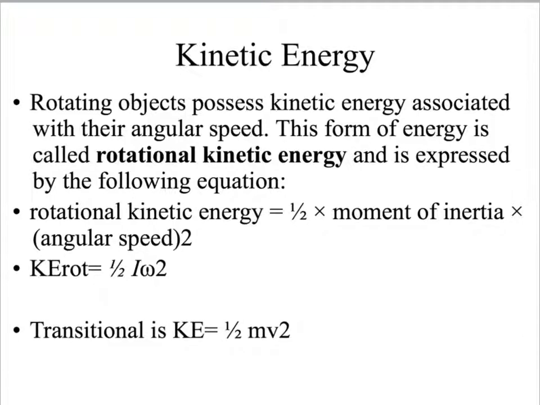Rotating objects also have kinetic energy. Remember, kinetic energy is energy of motion. So as something is spinning around, it has kinetic energy. In this case, we call it rotational kinetic energy. And it's expressed here: kinetic energy of rotation is 1/2 moment of inertia times angular speed, and this should be squared, not times 2.